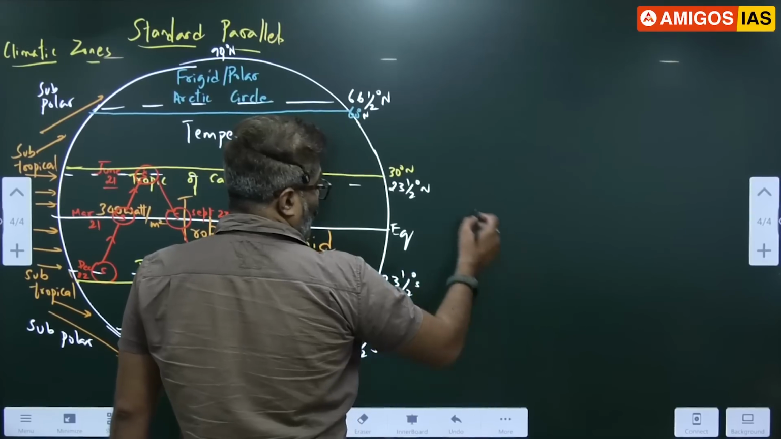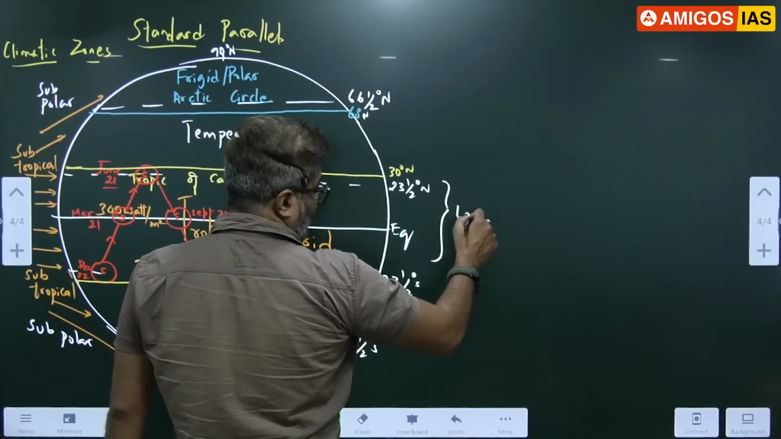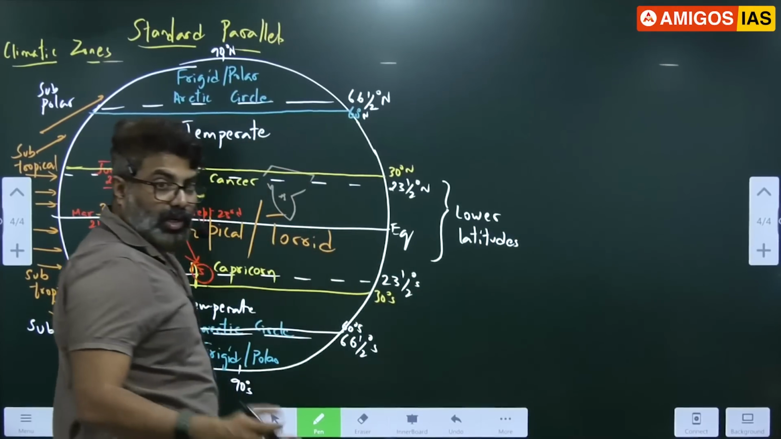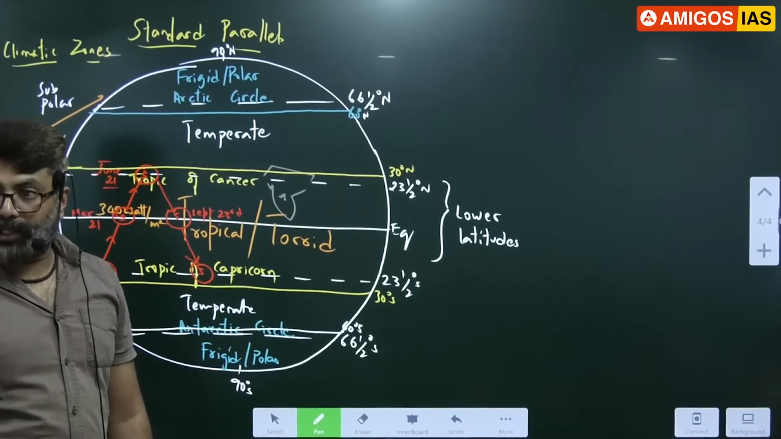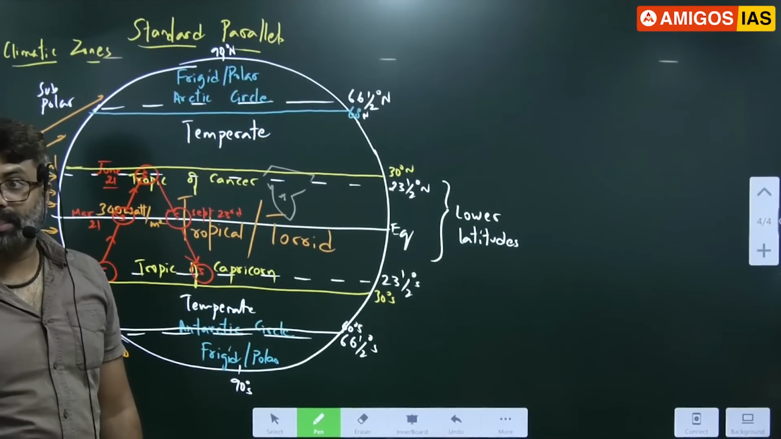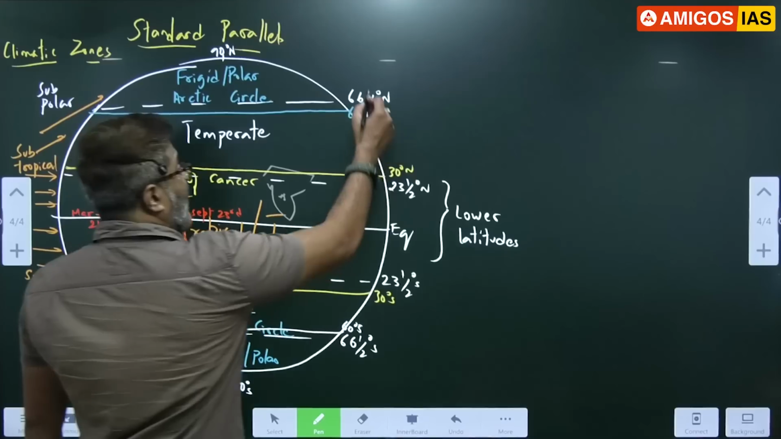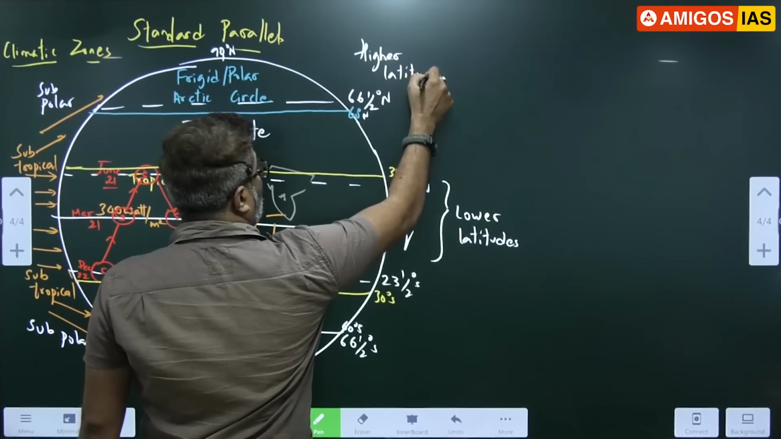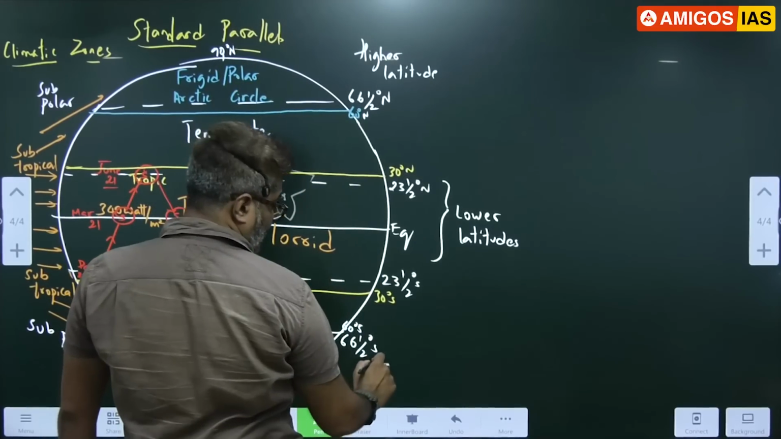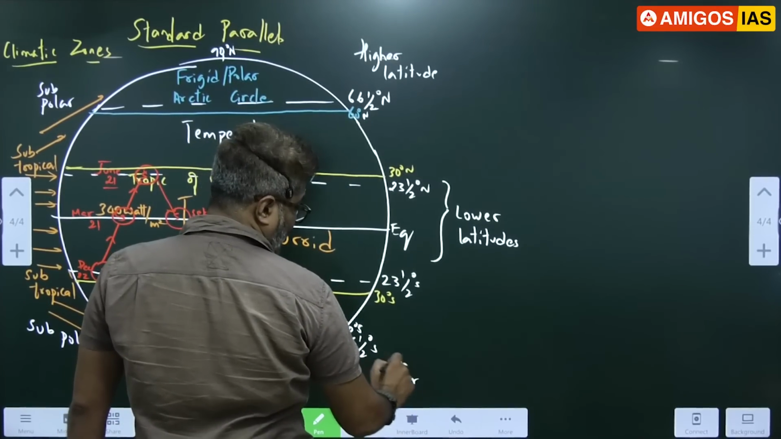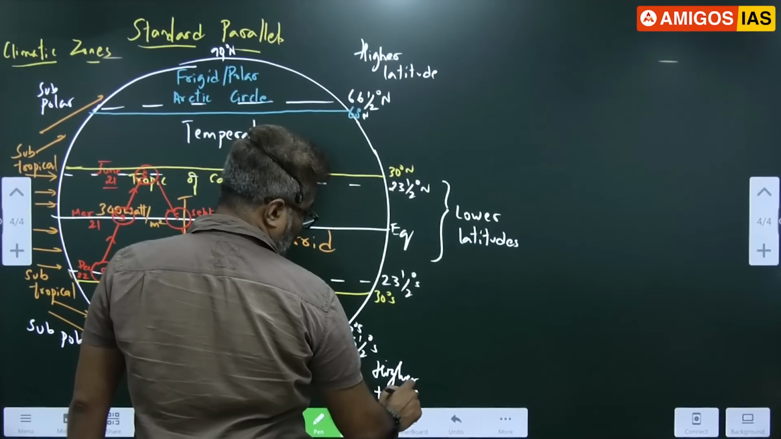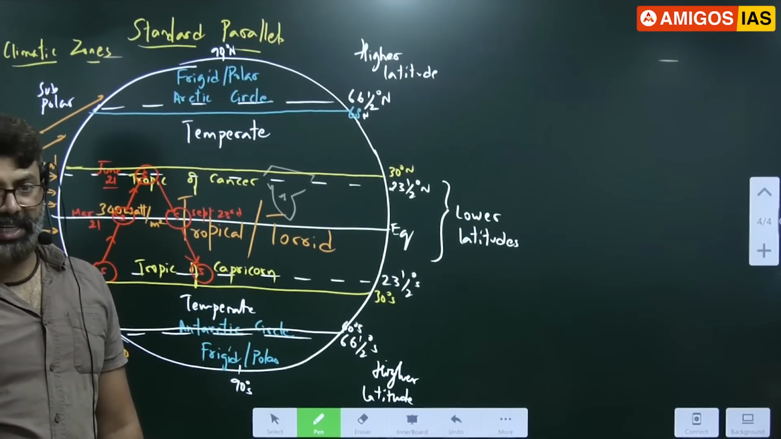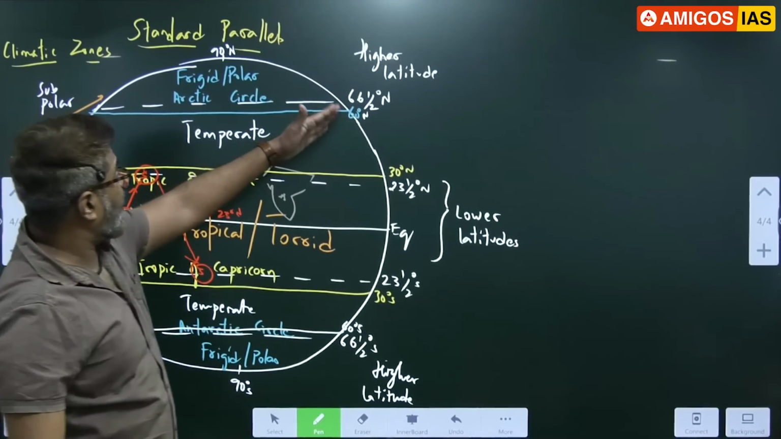Some terms like lower latitude are used for these areas. What do you mean by lower latitudes? Latitudes closer to 0 are called as lower latitudes. Higher latitudes. What do you mean by higher? Numbers closer to 60, 70, 80, 90. Higher means big number. Higher latitude means numbers closer to poles. 60 to 90.